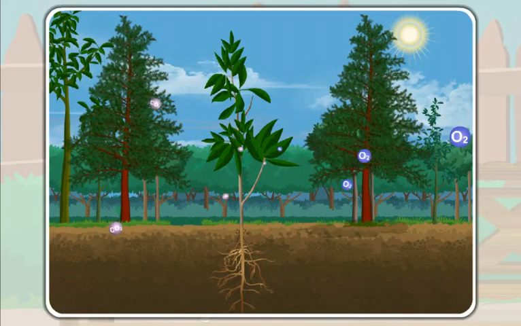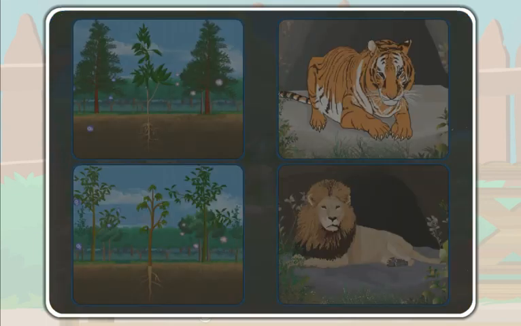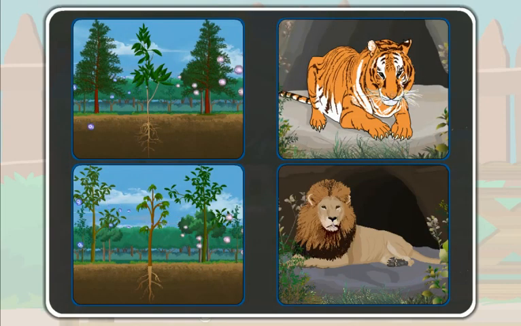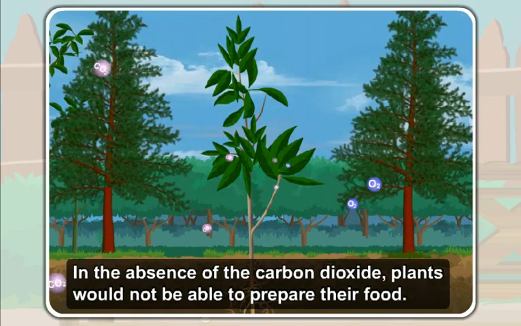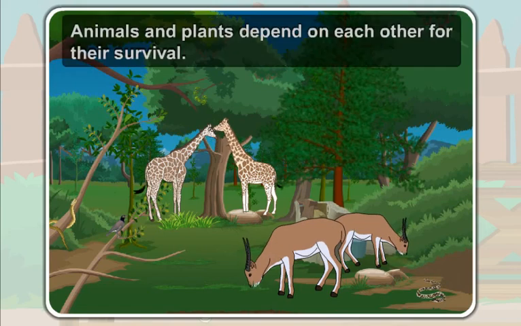Similarly, plants need carbon dioxide for photosynthesis. If living things would not respire, there would be no more carbon dioxide in the air. And in the absence of the carbon dioxide, plants would not be able to prepare their food, and they would die. So, in the jungle, animals and plants depend on each other for their survival.